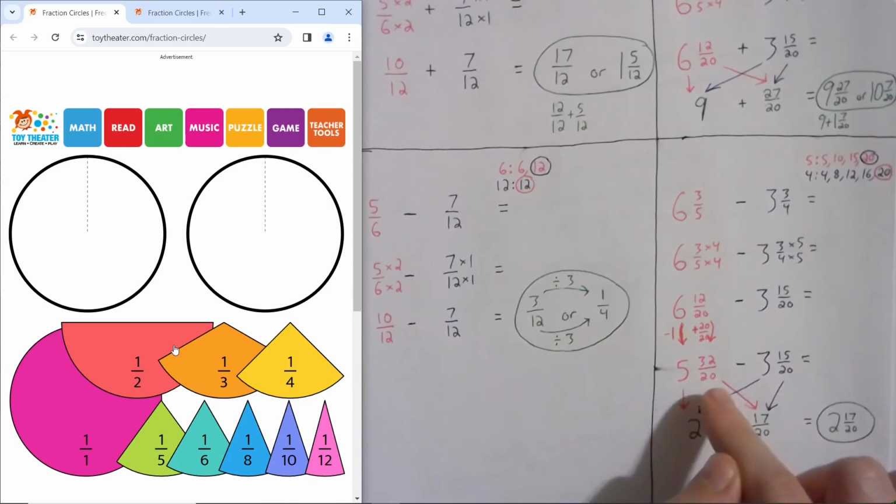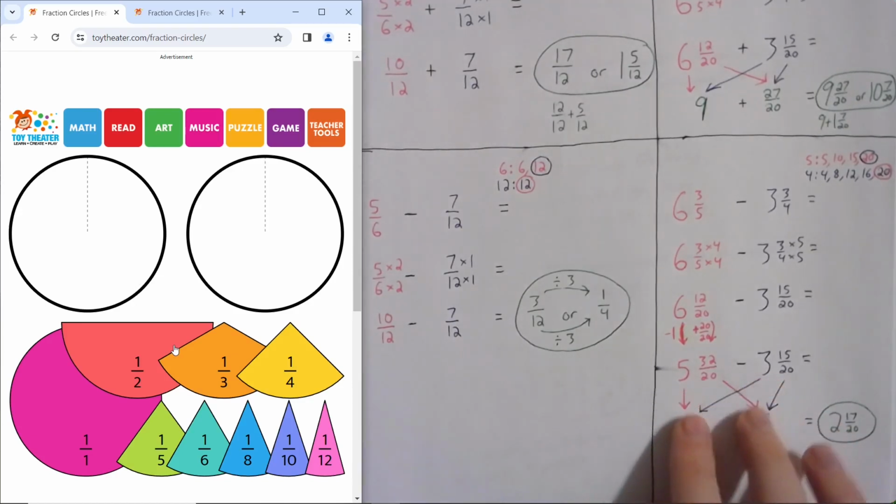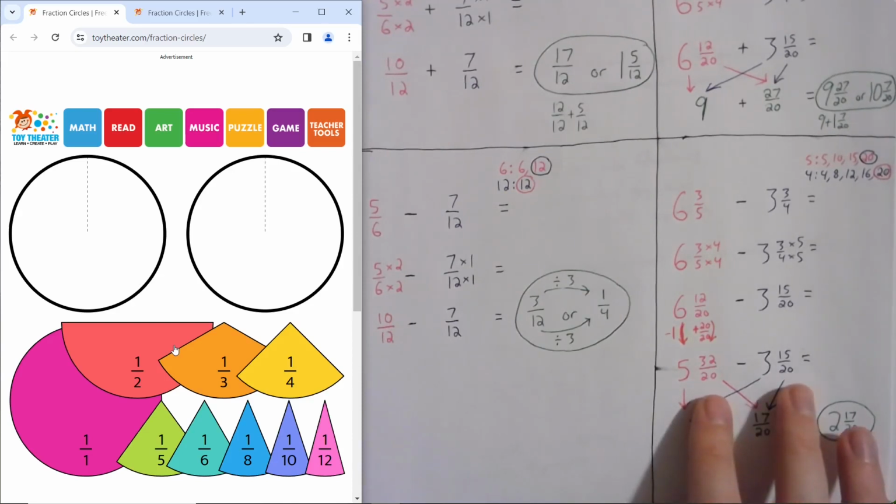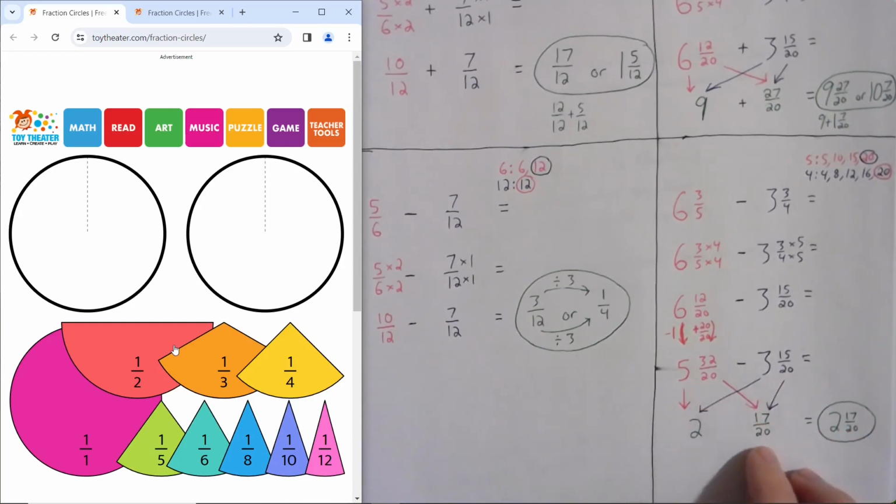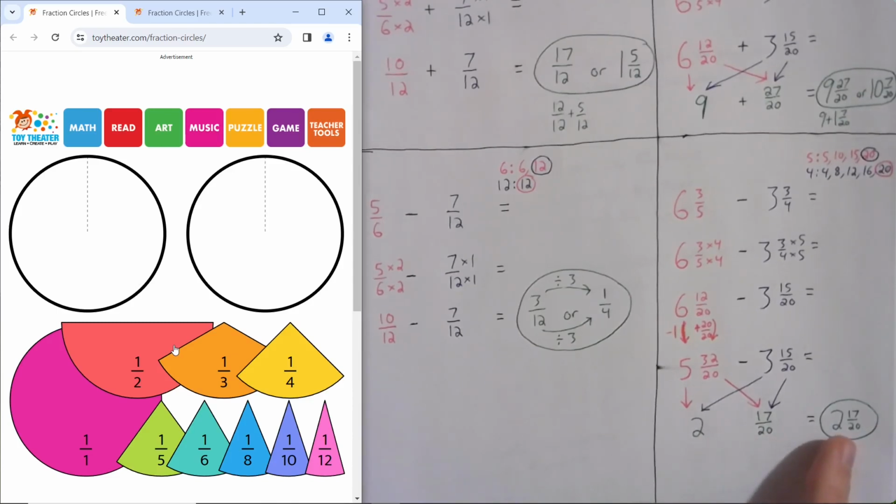Now we can do 5 and 32/20 minus 3 and 15/20 real easily. 5 minus 3 is 2, and 32/20 minus 15/20 is 17/20, because 32 minus 15 is 17. If you need to do that on the side, that's perfectly okay. And then you keep the denominator of 20. So your final answer, because it can't be simplified, is 2 and 17/20 as a mixed number. 2 and 17/20.